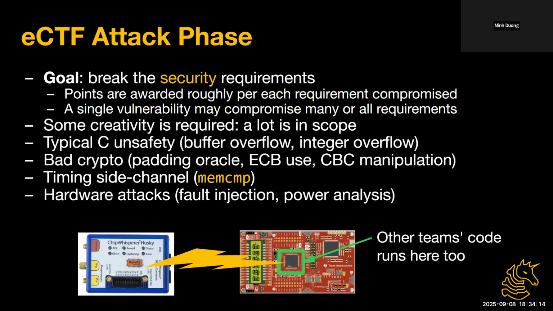Some creativity is required because there's a lot in scope. It's not even just the software, it's the hardware as well, and in previous years there have been multiple of these things interacting with each other. So there are a lot of plausible potential attacks. Some examples of typical vulnerabilities are the typical C memory safety issues: buffer overflow and integer overflow. Buffer overflow is when you read memory outside of the originally allocated space for that buffer. Integer overflow is when you reach the top of the representable integers and it goes back down to 0. Underflow is the same at the bottom.